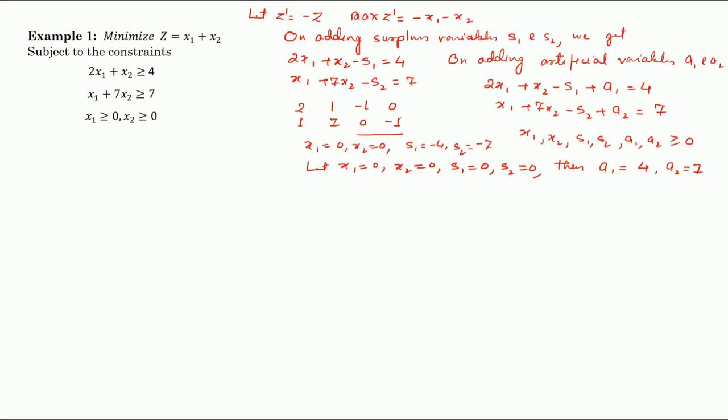So you are using these artificial variables just to get the initial basic feasible solution. Now in two phase, the first phase will be utilized to find the initial basic feasible solution for the initial problem.